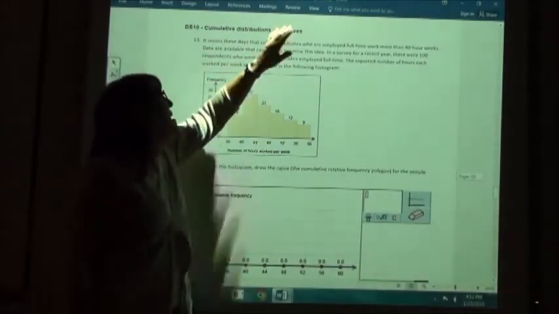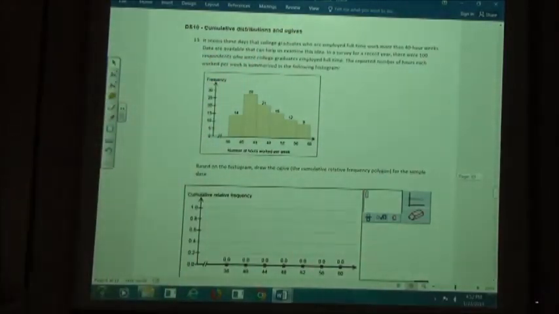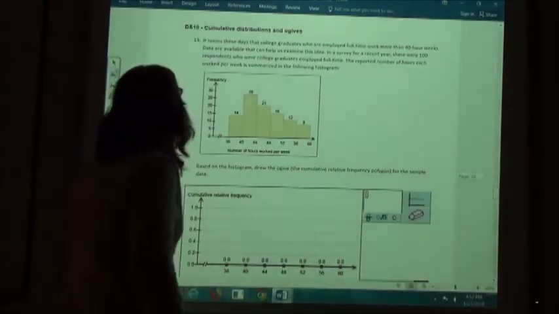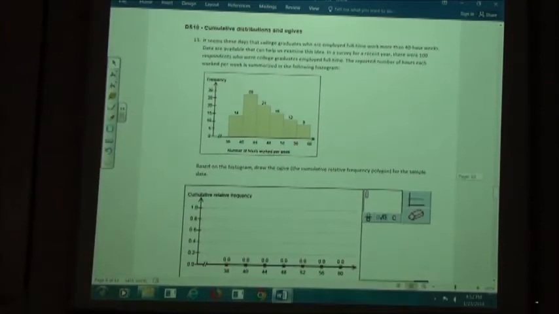Trying to think of that. Cumulative distribution, and it looks like an ogive, but ogive is how that's pronounced. Ogive, yep. So these ones we're doing a cumulative frequency, so we're adding up the frequencies.